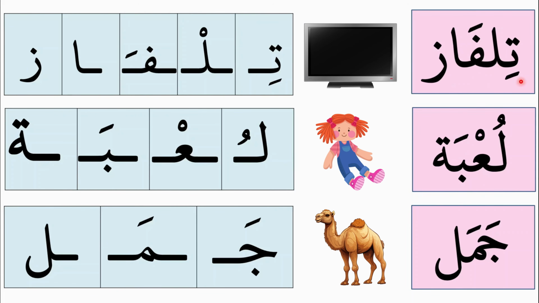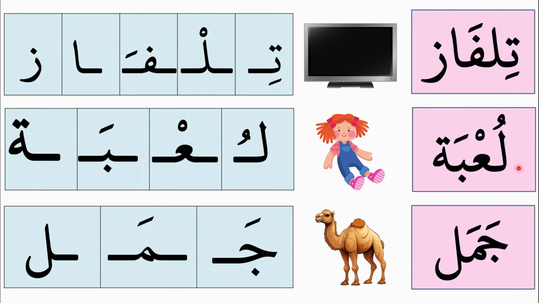Another example, the word تلفاز, which means television. It's made of تا with كسرة, T. Then لام with Sukoon, as we said it's silent, it will be L. Then فاء with فتحة, fa. But it's attached to the long vowel ألف, fa. Then the letter زاي. تلفاز.